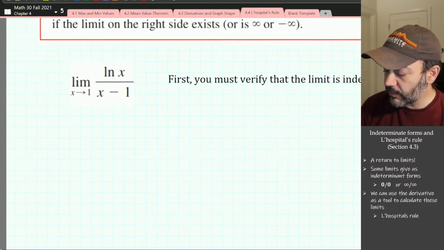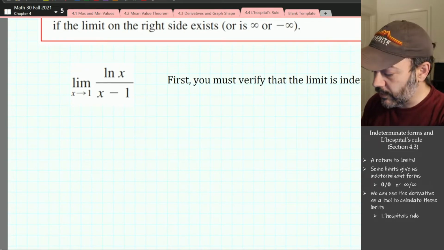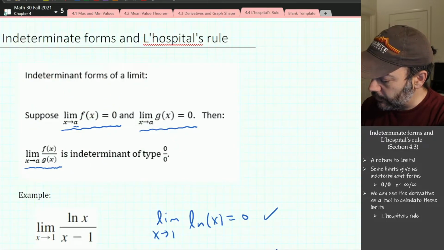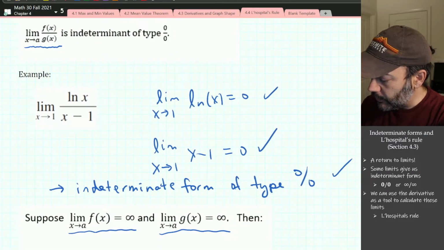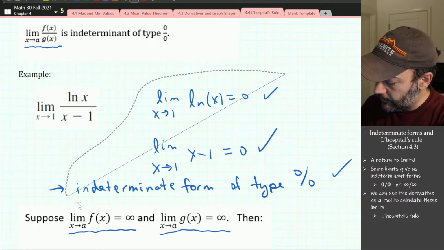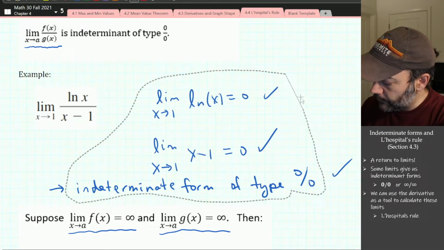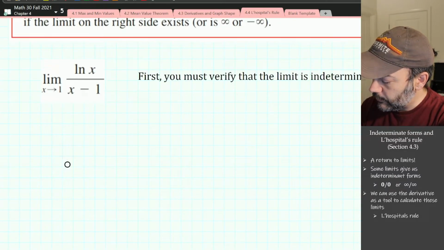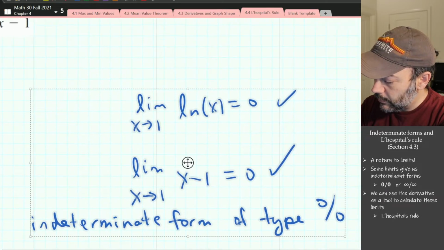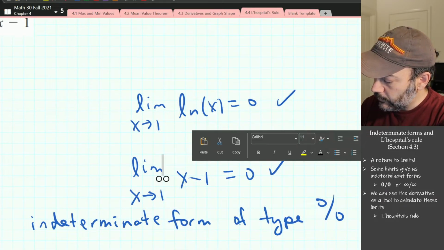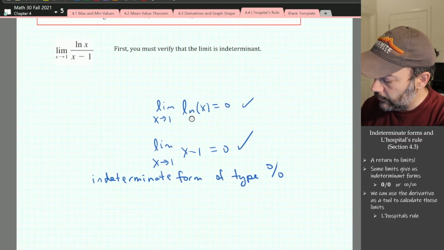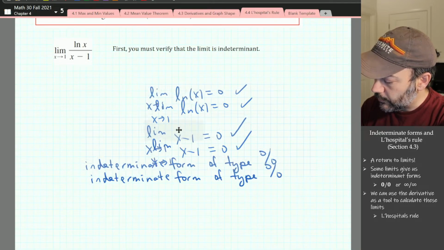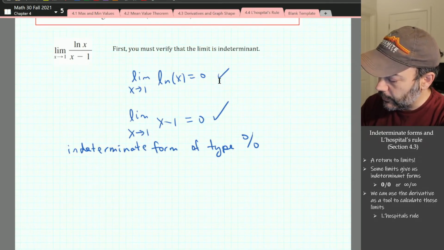Okay, so let's go back to the one that we looked at earlier, and then we'll just do it. So first, you must verify the limit is indeterminate. And I think we actually wrote that already. So I can just come back and copy this, and I will come back over here and paste it. Okay, there we go. I don't need these check marks.